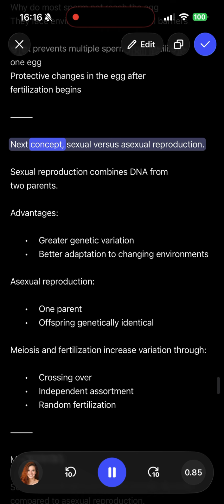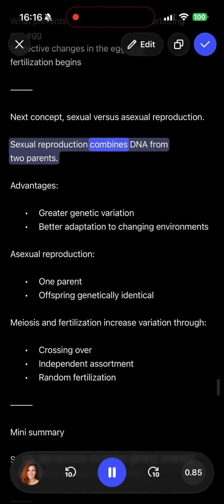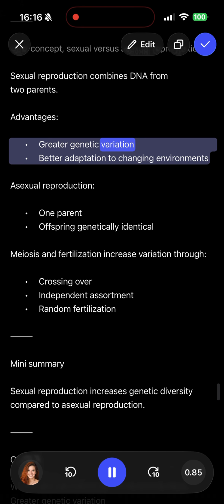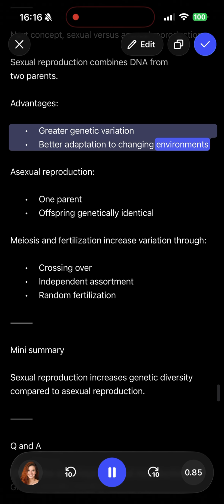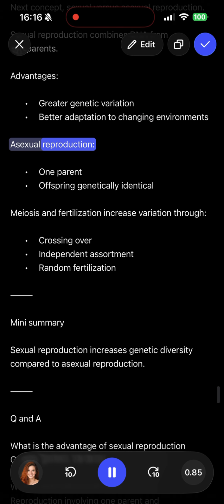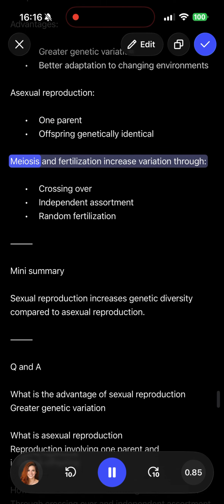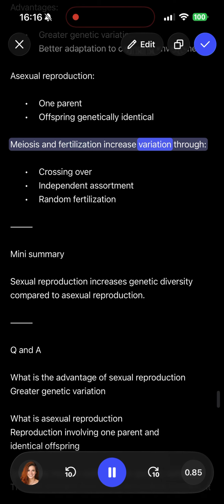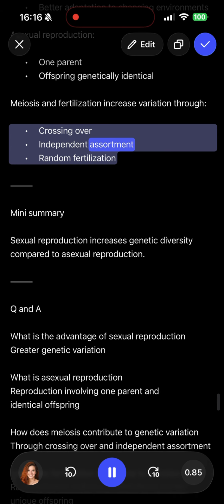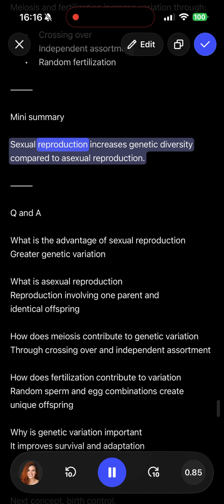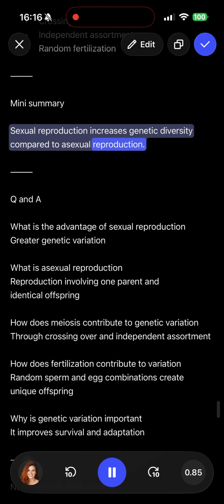Next concept, sexual versus asexual reproduction. Sexual reproduction combines DNA from two parents. Advantages: greater genetic variation and better adaptation to changing environments. Asexual reproduction involves one parent, and the offspring are genetically identical. Meiosis and fertilization increase variation through crossing over, independent assortment, and random fertilization. Mini summary. Sexual reproduction increases genetic diversity compared to asexual reproduction.